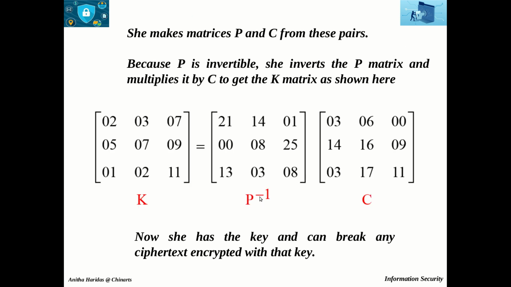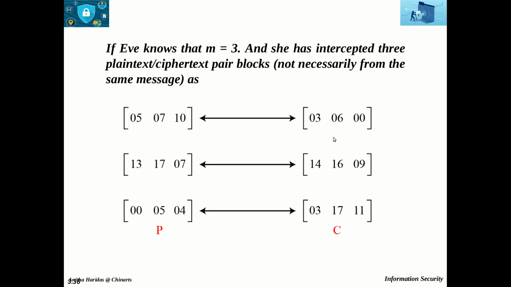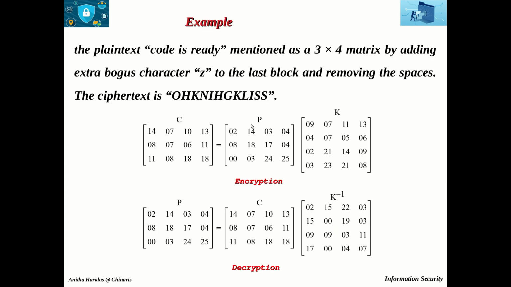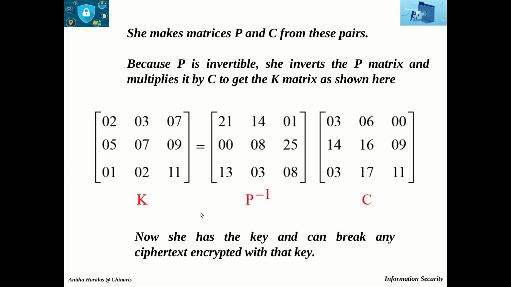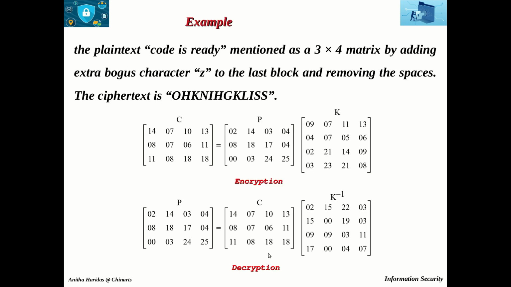Therefore, if P is known and C is known, K can also be identified. So K will be the inverse of P multiplied with C. To produce K, the inverse of P multiplied by C will produce K. So this is how the Hill cipher can be attacked using the plain text and ciphertext pairs, right?